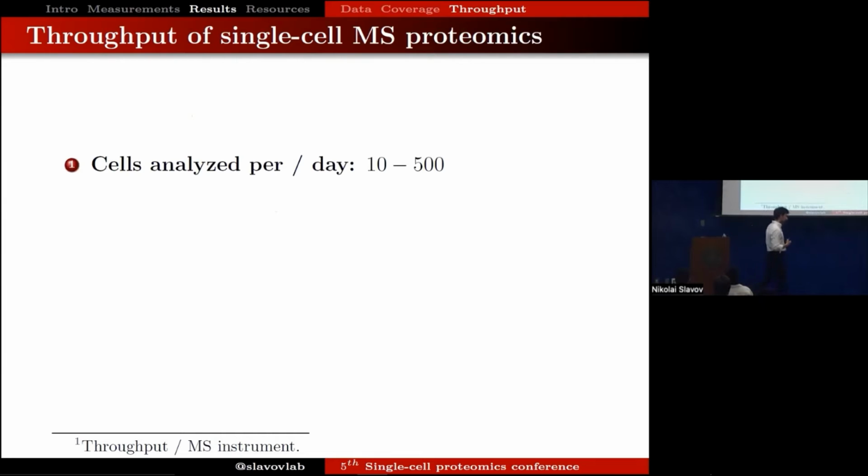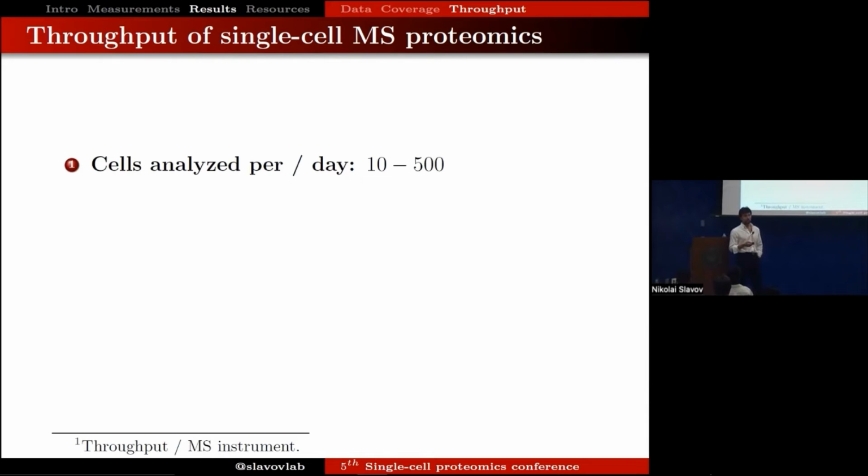Okay, so I talked a bit about the quality of data that we get, about the depth. And the next question is, what is the throughput? How quickly can we generate these data? And this depends substantially on what method is being used. In some cases, it's about 10 cells per day. In other methods, it can go to a few hundred single cells per day. And this is just the throughput of mass spectrometry.